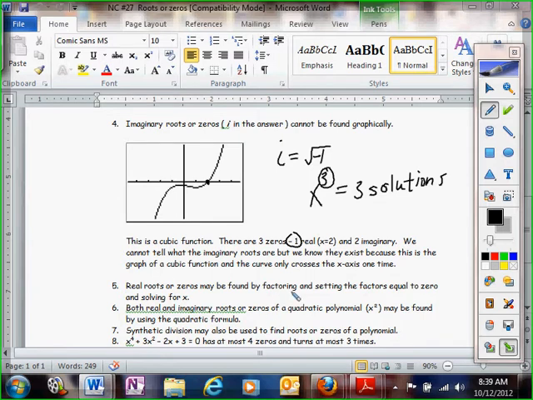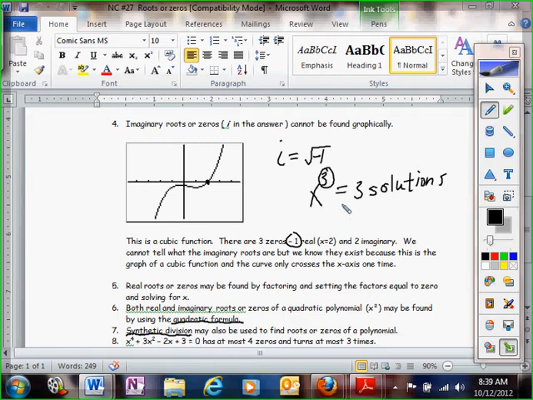Just reading through the rest of the note card, it says real roots or zeros may be found by factoring and setting the factors equal to 0 and solving for x. We talked about that. Both real and imaginary roots or zeros of a quadratic polynomial, x squared, may be found by using the quadratic formula. That's also something we talked about in Algebra 1 and Algebra 2, and we'll probably do a quick review of that coming up soon. Continuing on for now, also synthetic division. We haven't talked about that yet. This is going to be something we talk about real soon.